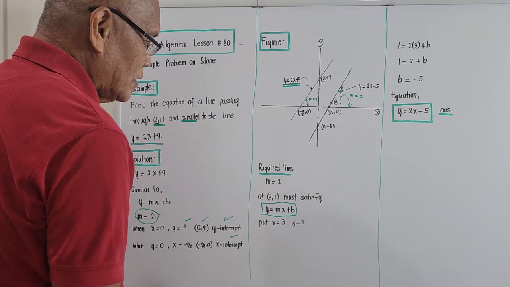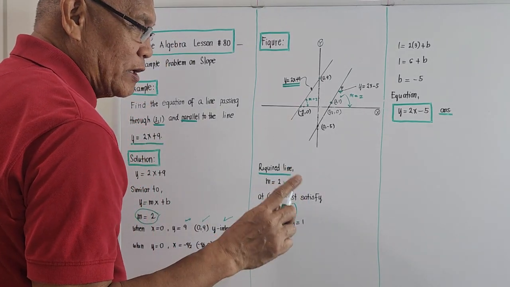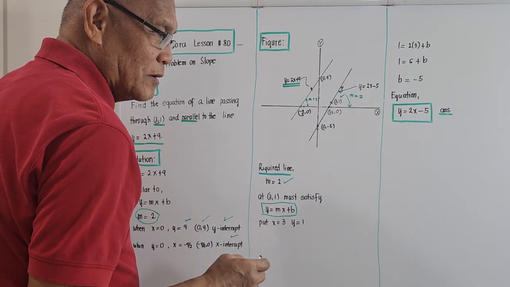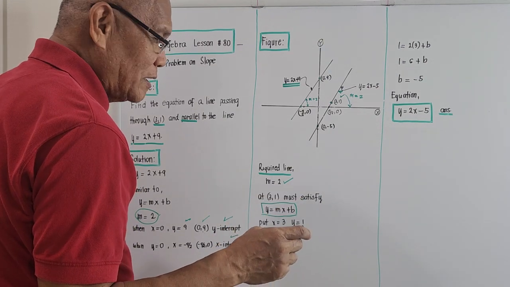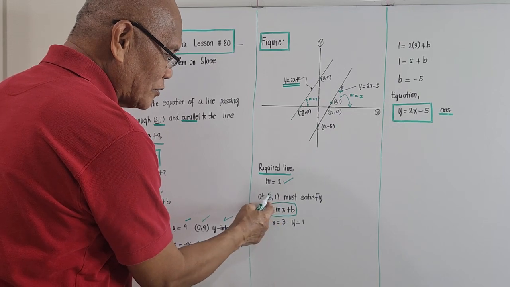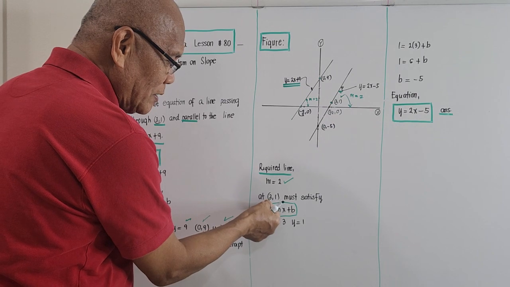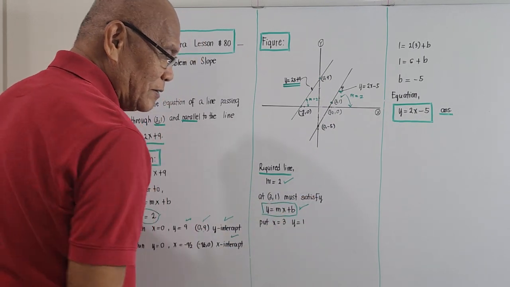right? We now know the slope of the required line. We know a point on the straight line, okay? We know a certain point, and that certain point is actually 3 and 1, meaning the required line passes through this point. So I place it here. At the location 3 and 1, this 3 and 1 must satisfy this equation here. Okay?